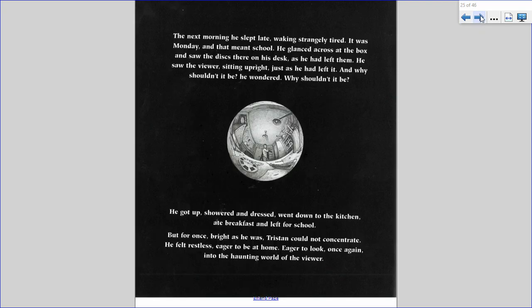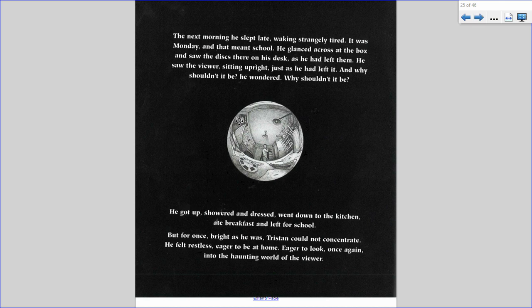The next morning he slept late, waking strangely tired. It was Monday, and that meant school. He glanced across at the box and saw the discs there on his desk, as he had left them. He saw the viewer sitting upright just as he had left it. And why shouldn't it be? He wondered. Why shouldn't it be? He got up, showered and dressed, went down to the kitchen, ate breakfast and left for school. But for once, bright as he was, Tristan could not concentrate. He felt restless, eager to be at home, eager to look once again into the haunting world of the viewer.